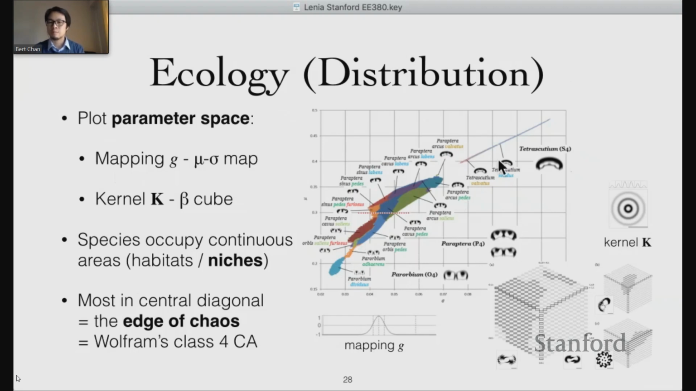We can see that most species occupy the central diagonal line in the middle. This line has a name. It's called the edge of chaos. That means these life forms are living between the area where nothing happens and total chaos. So these life forms actually correspond to Wolfram's class 4 CAs. Also for the beta parameters for the kernel, we can create a beta cube that is another kind of map, and the species occupy certain areas on this cube.